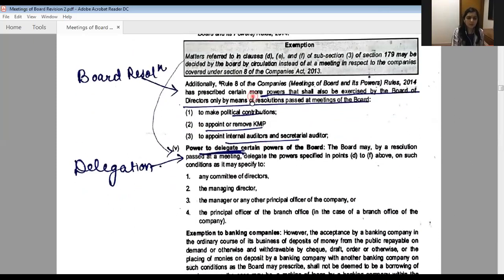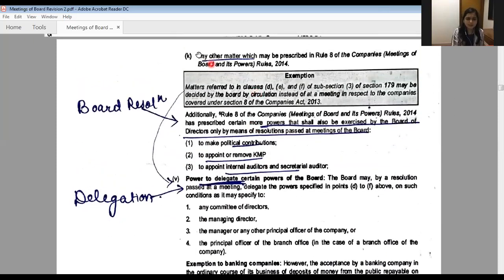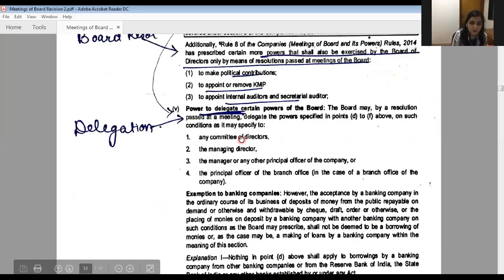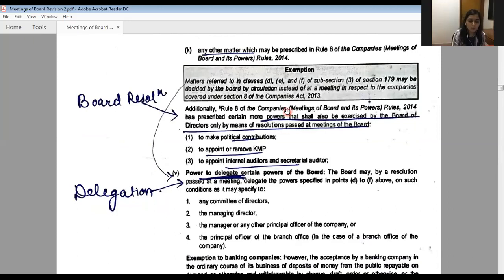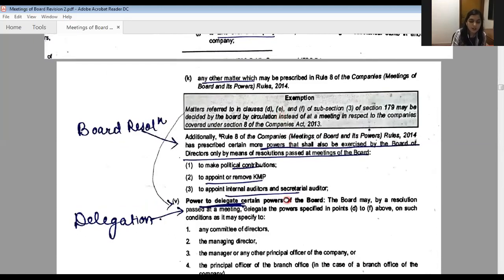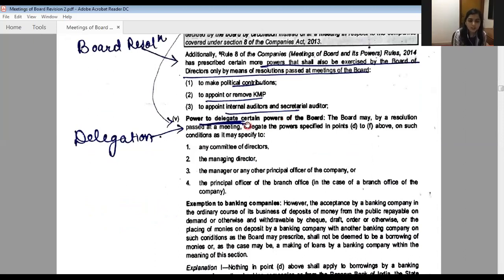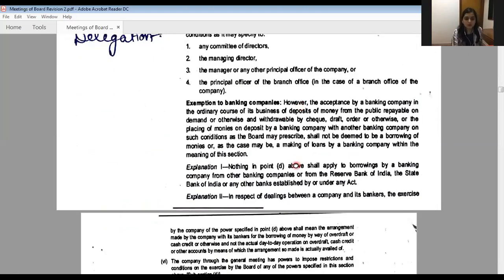Now, this point we have seen. Now, in case of powers D, E, and F, that is, borrow monies, invest funds, and grant loans or provide securities, the board may delegate the power to committees of directors, managing directors, manager, and principal officer of the branch.